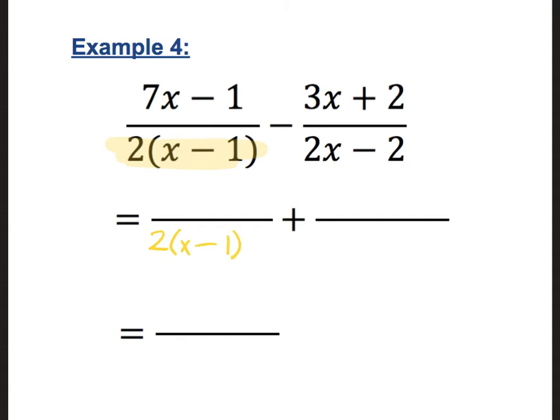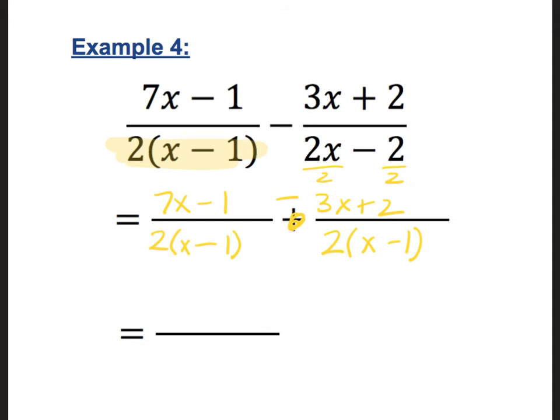And my second one, we have 2x minus 2. Well, I know I can divide both of those things by 2, so I'm going to write 2 out front as my GCF. When I do 2x divided by 2, I just get x. Negative 2 divided by 2 gives me a negative 1. And then the stuff on the top just stays the same. So we have 7x minus 1. Sorry, I just didn't change that. That should be a minus 3x plus 2.